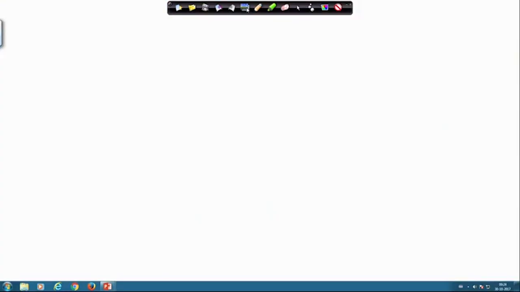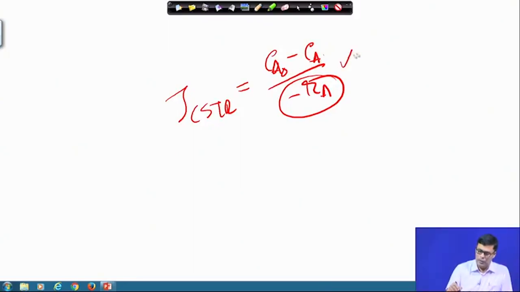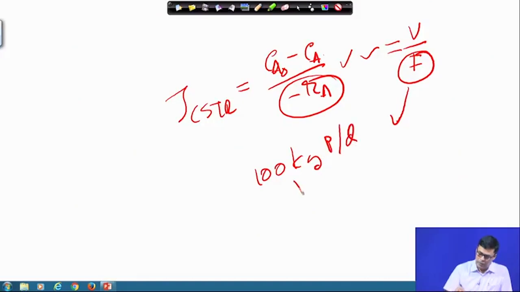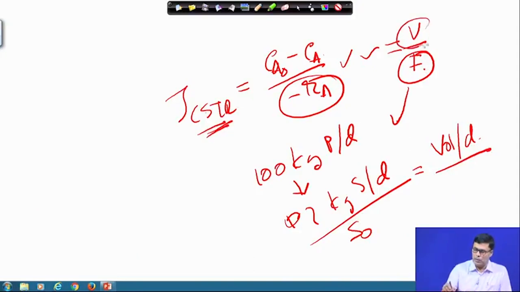Now, if you look at the volume of the continuous process, like tau CSTR is equal to what? Is equal to CA0 minus CA by minus RA. So, RA you can easily find out from the rate of reaction, from the percentage conversion you can find out the CA0 and CA values. This is equal to what? V by F. So, F you can find out, suppose we want to produce 100 kg of product per day. From that you can find out how many kg of substrate you require per day. So, if you know the initial substrate concentration, you can find out the volumetric flow rate per unit time. So, you can put this value, calculate the tau CSTR value, and you can find out the volume.